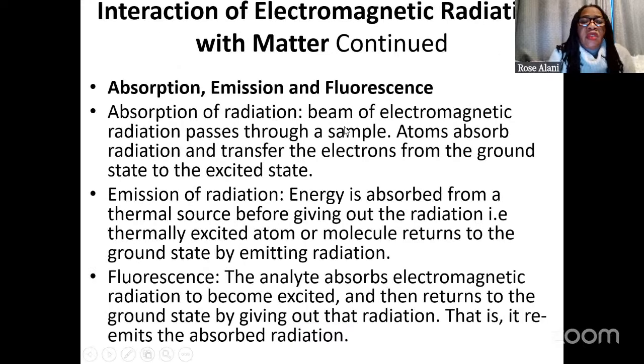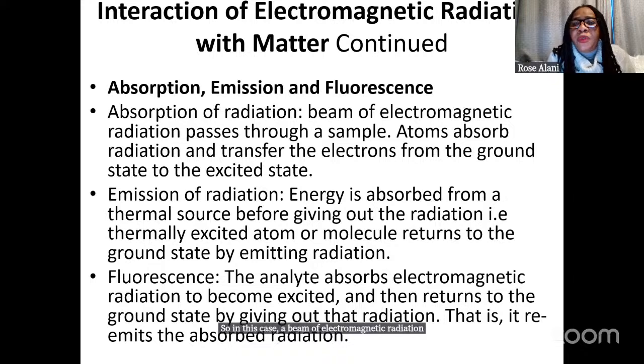So let's look at the three types, starting with absorption. In this case, a beam of electromagnetic radiation passes through the sample, and atoms absorb radiation and transfer electrons from the ground state to the excited state.